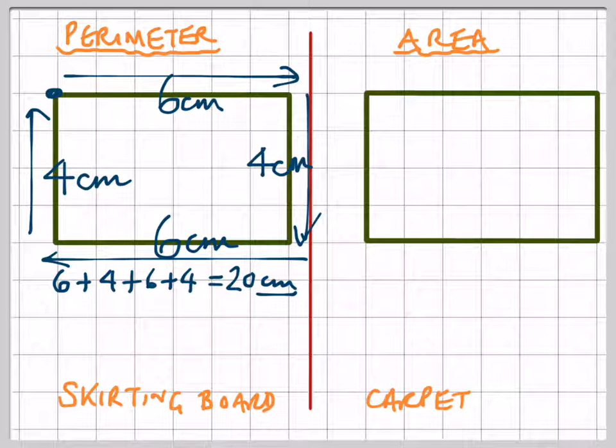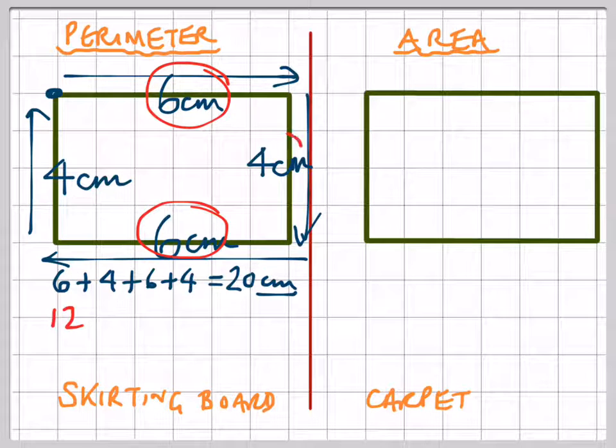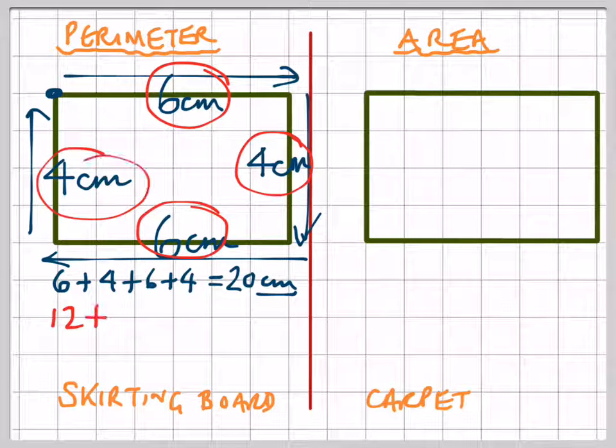Another way to do it, let's see if I can just change the colour. You can take the length and double it, which would give you 12, and then you can take the width and double it, which will give you 8, and that will give you 20 centimetres altogether. Same measurement, different method.